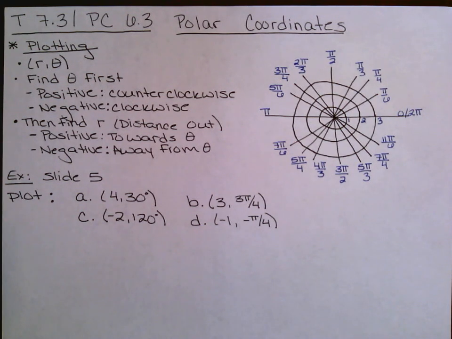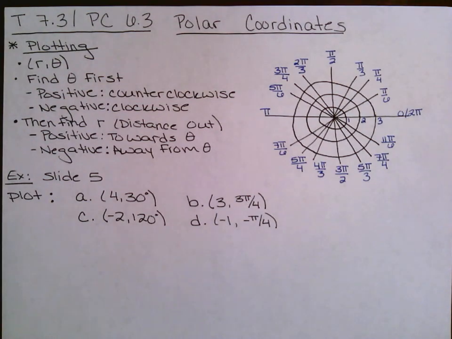Hey guys, for trigonometry, this is from 7.3, and for pre-cal, this is from 6.3, and this section is called polar coordinates. So we're used to graphing on a rectangular graph with x and y, where x would move us left and right, and y would move us up and down.